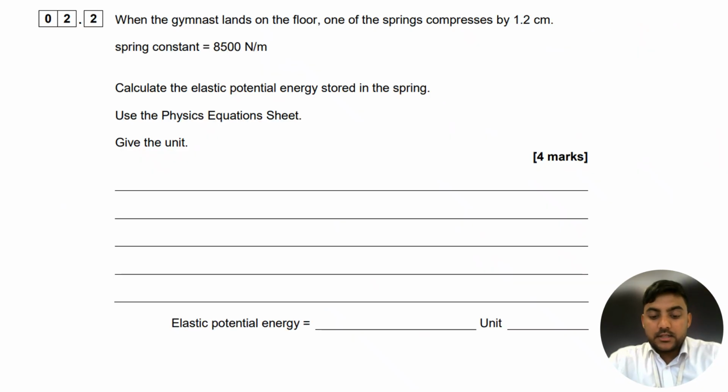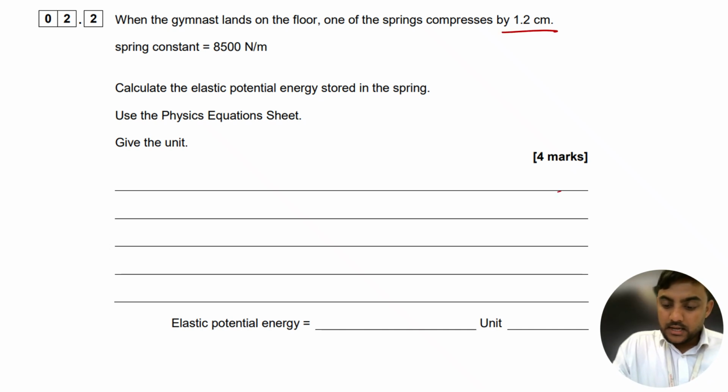When the gymnast lands on the floor, one of the springs compresses by 1.2 centimeters. Spring constant is equal to 8,500 newtons per meter. Calculate the elastic potential energy of the spring using the physics equation sheet. So the first thing is find the data. Here it is. That's compression. We can call it extension also. However, it's in centimeters. It needs to be converted to meters. How do I convert from centimeters to meters?